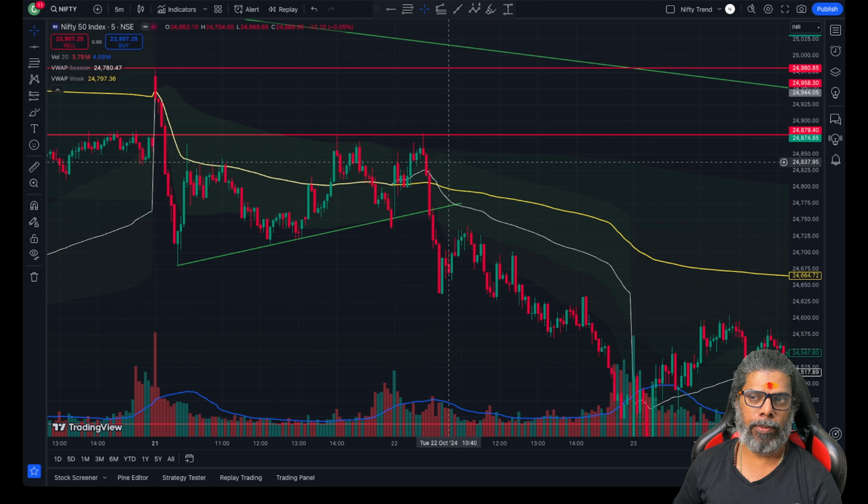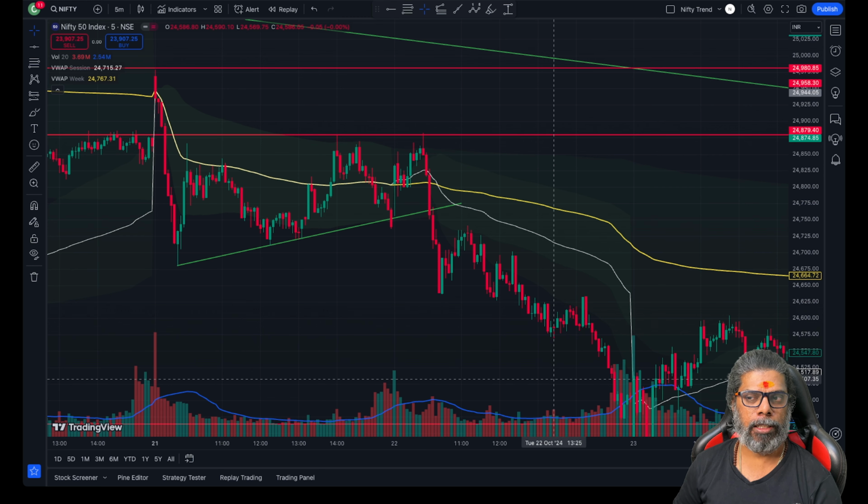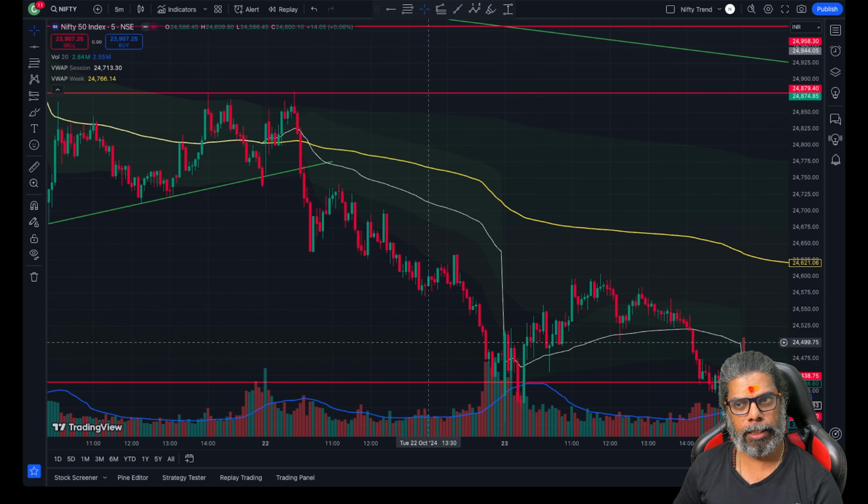They would have taken the stop loss over here, and then they move with that. So that way people trade, but that's a risky trade. We'll go whenever our system matches our strategy.